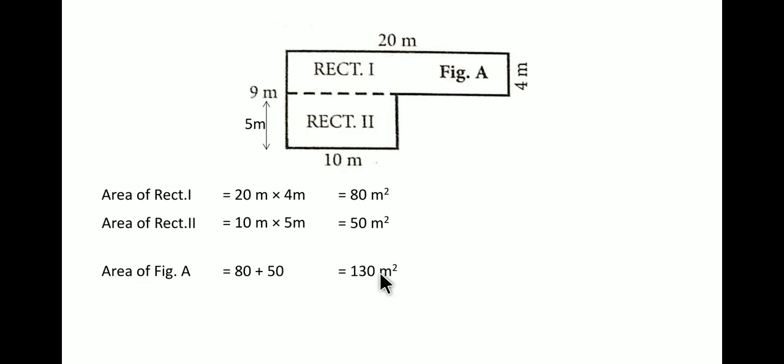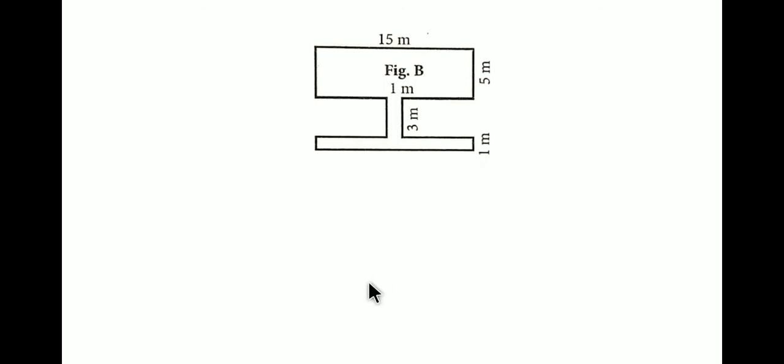Again, I'm going to show you this figure, figure B, where there are three rectangles. If you see properly, this is the first rectangle, rectangle 1. There's a small rectangle over here, rectangle 2, and this is the third rectangle, rectangle 3. To find the area of figure B, we will divide it into three rectangles. The first rectangle's area is obtained by multiplying this length 15 meters with this breadth 5 meters. So 15 into 5 is equal to 75 meter squared.